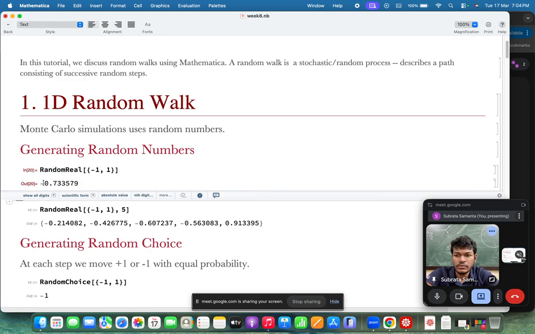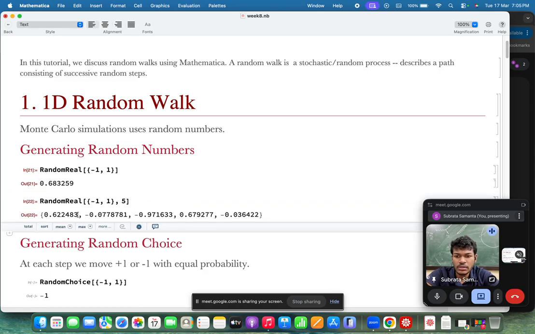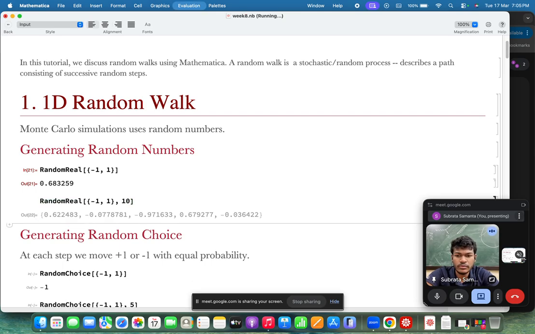You see that -0.73 is in between these. Next time you get a different number. Let us say I want to generate 5 numbers, so you just put comma 5, how many numbers you want within that range, and those are random numbers. If you put 10 here, you just get 10 numbers.